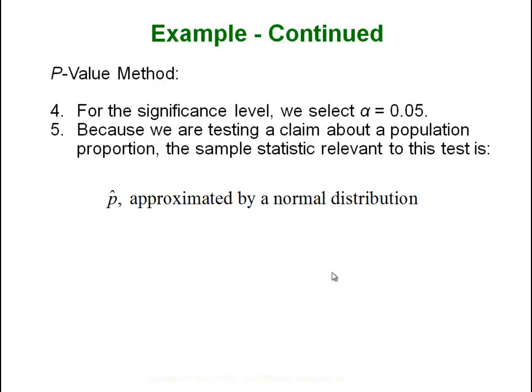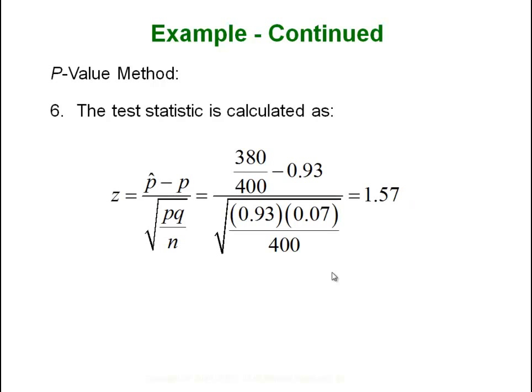And because we're testing a claim about a population proportion, we know that we're going to be using the normal distribution approximation, p-hat. And then later we're going to see how we can do this same thing with the binomial. Using the p-value method, right? The next thing to do is to calculate our test statistic. So we have our nice simple formula. We plug everything in. The p-hat is the sample proportion, so that's the 380 out of 400. We're comparing it against the p that we think, the 93% from the population, calculating our standard deviation, everything. Gives us a nice simple z-score of 1.75.